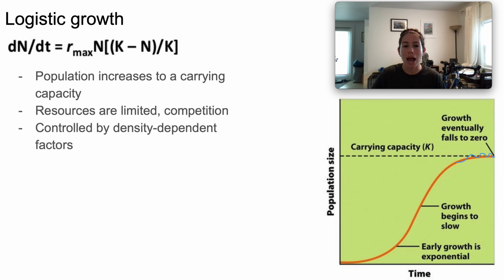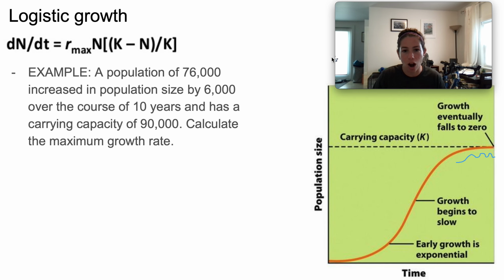Okay, so let's do a practice. Let's find that r. Our equation's a little different now. dN and dt are still the same. dN is still our change in population size.